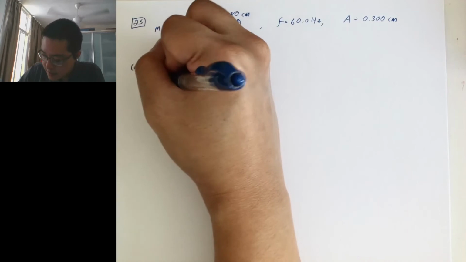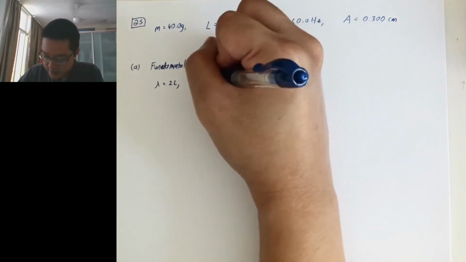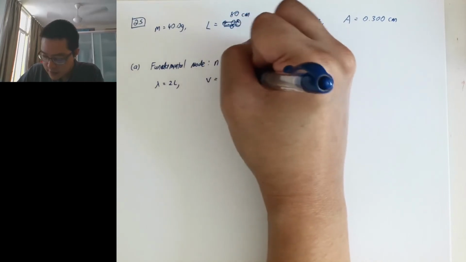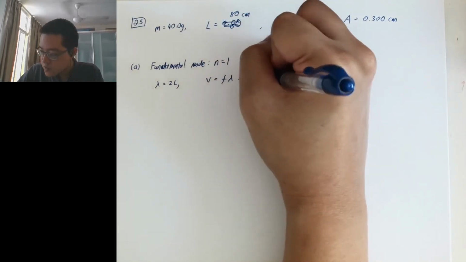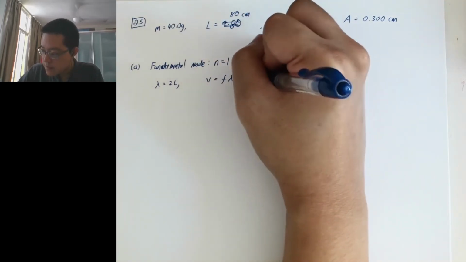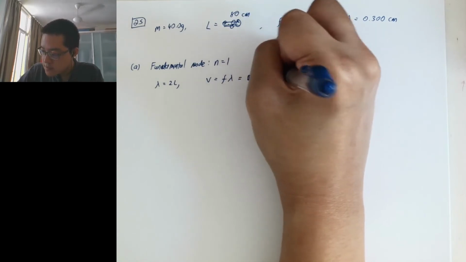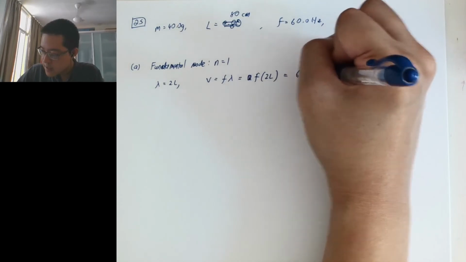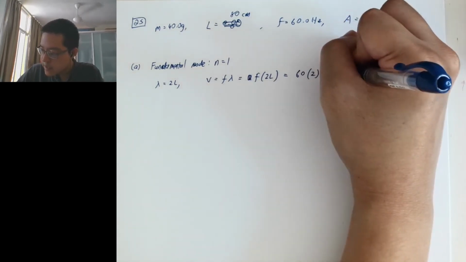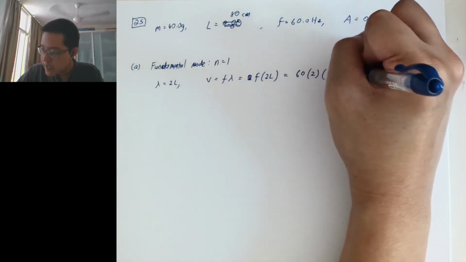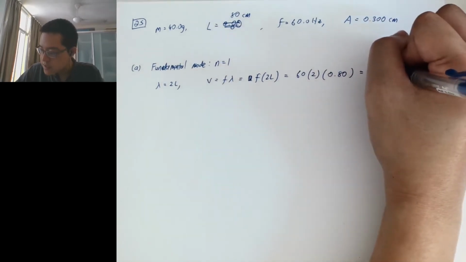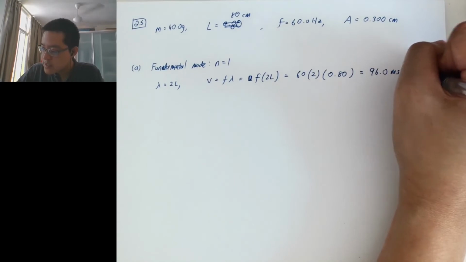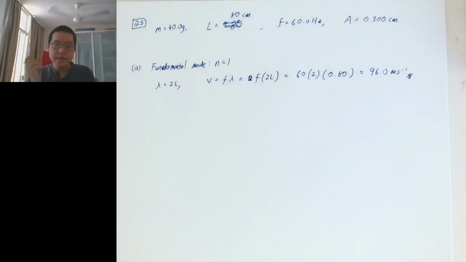So the lambda is 2L. And then from this, I can get v equals f lambda, so it's just f times 2L. So the frequency is 60 times 2 times L, which is 80 cm, so 0.8 meters. So it's 96.0 meters per second. So this is the speed of the wave propagating in between the two.